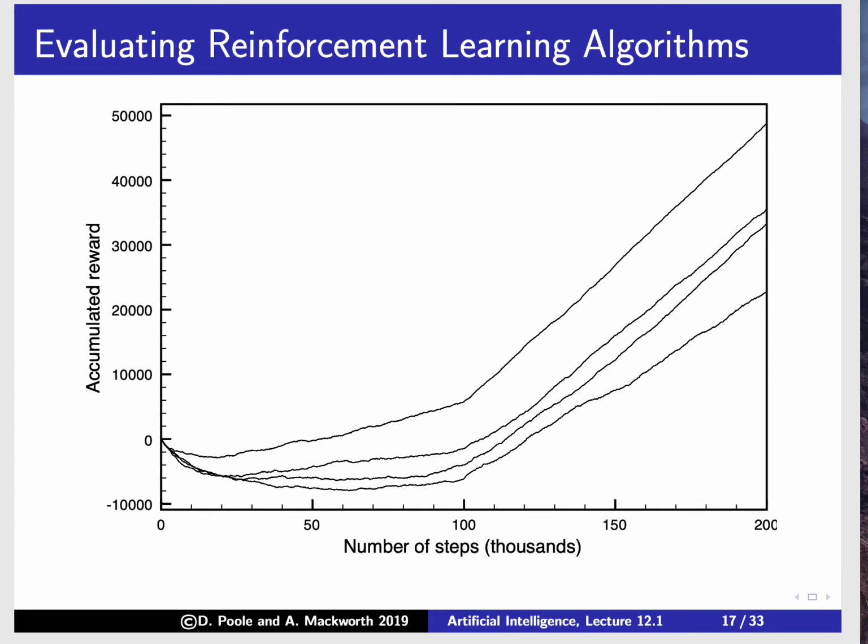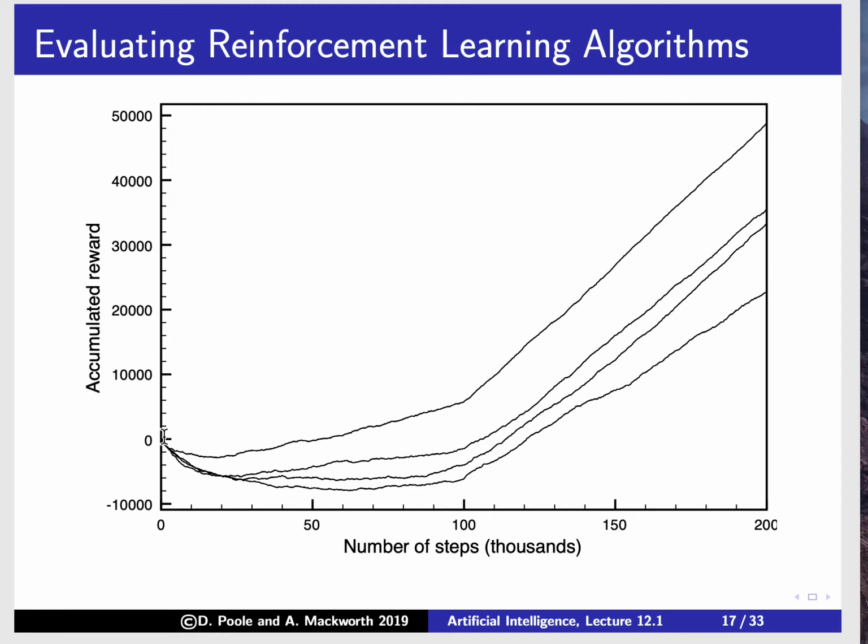So what we can do is we can now try and work out how to go about evaluating reinforcement learning. Here is the sort of thing we're going to do. On the x-axis here is the number of steps, and here it's in thousands. So we go from 0 to 200,000 steps. What's peculiar about this is it's going to learn for the first 100,000 steps, and then it's going to start exploiting 100%. That's this plot here. And on the y-axis is the accumulated reward.